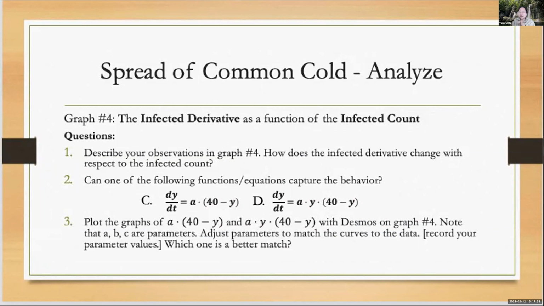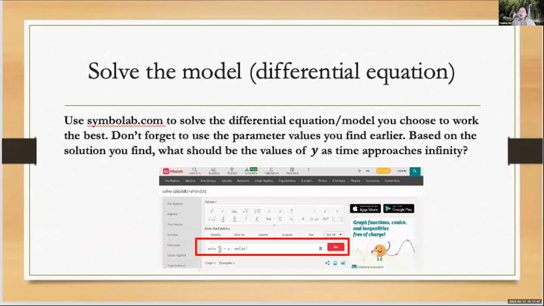So once we did this, students know the parameters already. They have some general feeling among A, B, C, D, which might be a good model to describe the phenomenon. So I tell them to now go to SymbolLab and use SymbolLab to solve the differential equation for you. And you have the parameters. You could keep your abstract parameters as A, B, C if you want, but you also have some parameter information from the decimal simulation. So you have a nice set.